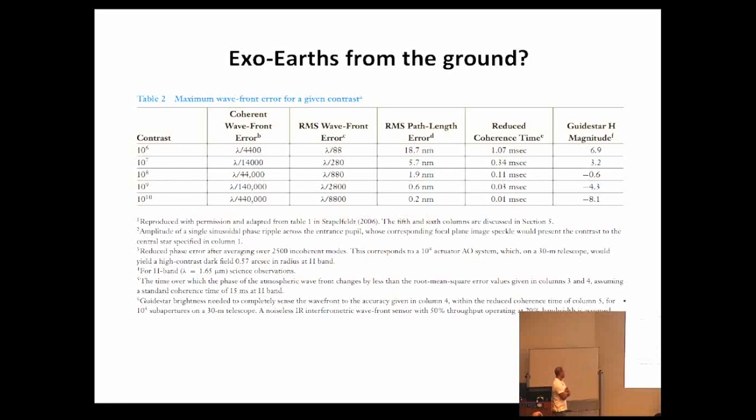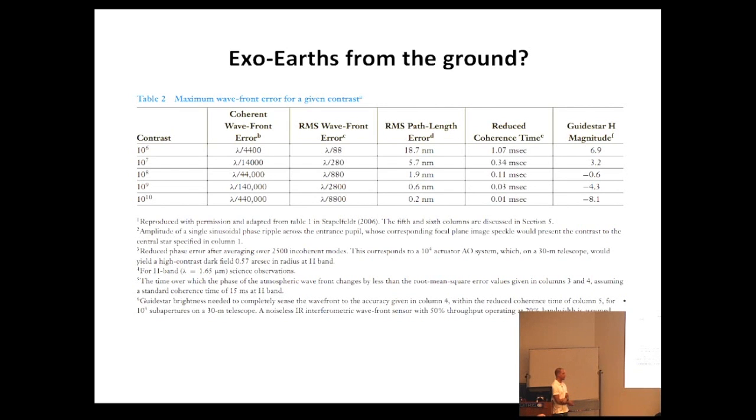I cannot remember where this table comes from, but the point of this table is to calculate how precisely you have to control the wavefront for a direct imaging experiment to see an Earth. And then, if you're on the ground, how bright the guide star would have to be for your AO corrections to achieve this level of wavefront control so that you would see such a planet. The point being that the contrast of the Earth around the Sun is on the order of 10 to the 10, which implies an extreme wavefront control requiring an H magnitude of a guide star much brighter than anything that exists in the sky. This is a really short way of saying we will not image Earth-like planets around Sun-like stars from the ground.